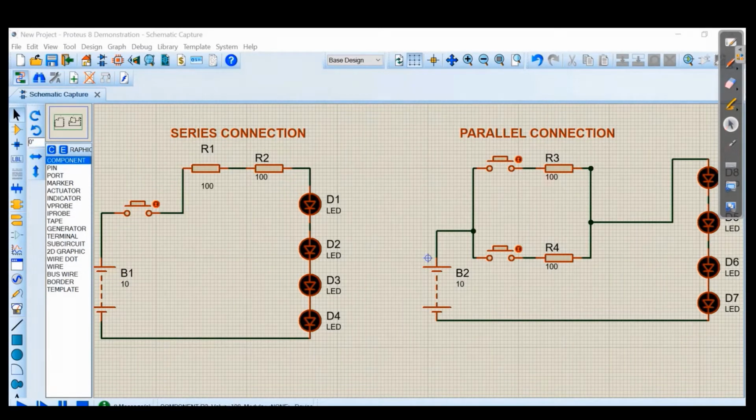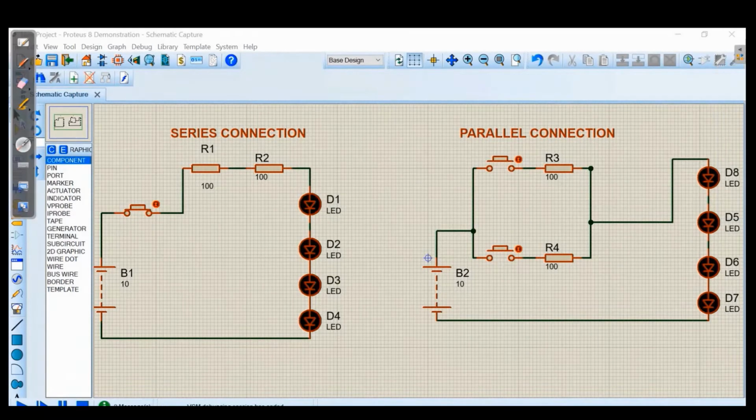So if you turn it on, what happens? Just look. Yeah, all the lights are lit, showing good light, right? But it's not fully bright. That means in a series connection the current is not maximum. That means the effect of resistance is more when connected in series. That means R1 plus R2 is present in the circuit.